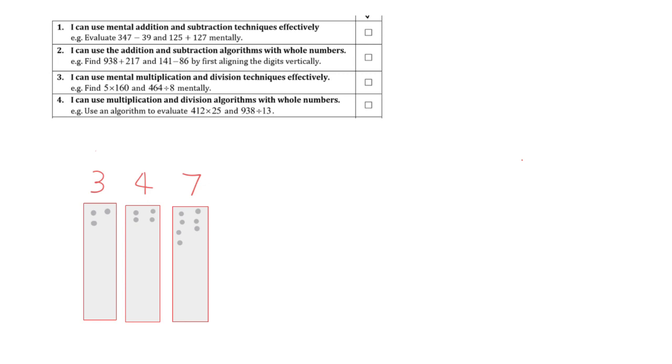Okay, so now let's look at take away 39. So first, we can take away 30, or we can take away 9. Well, usually, if you do column subtraction, you start from ones. So let's do ones first. We want to take away 9. So 1, 2, 3, 4, 5, 6, 7. So we are short of 2.